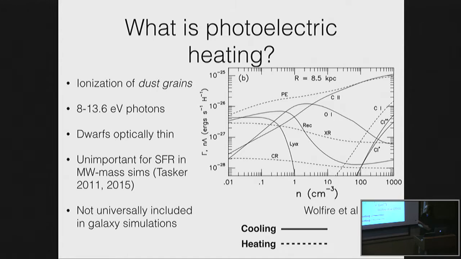And you can see that if you look at the heating rates, photoelectric heating is totally dominant over this entire density regime. But it's been sort of deemed unimportant for the star formation rate in Milky Way mass simulations, and it's also not really commonly included in galaxy simulations, and part of that's because we've only relatively recently started really trying to simulate the ISM in great detail in large-scale galaxy simulations.